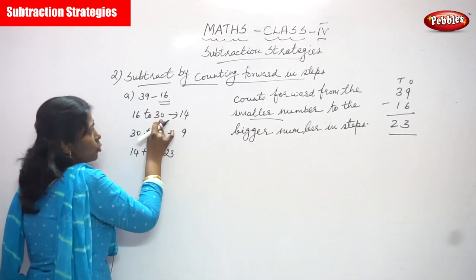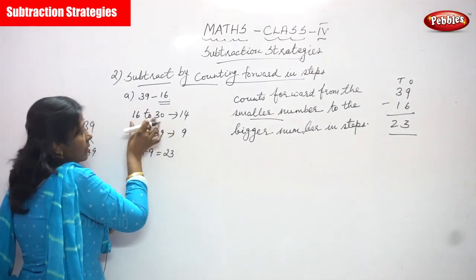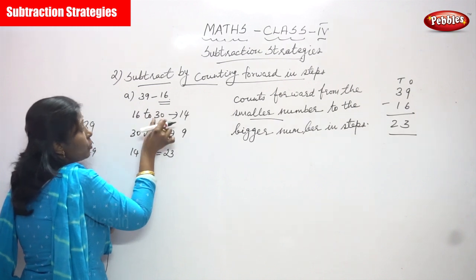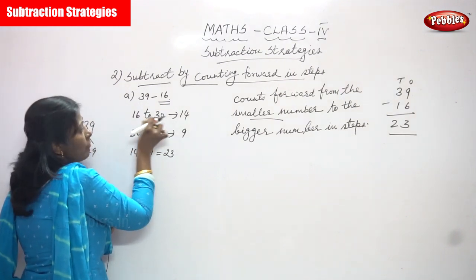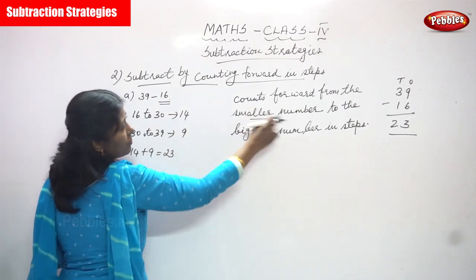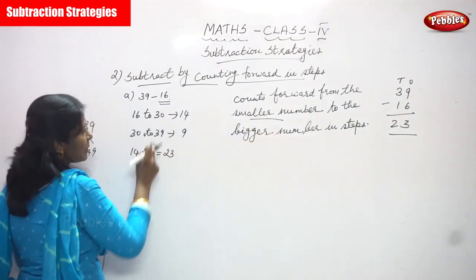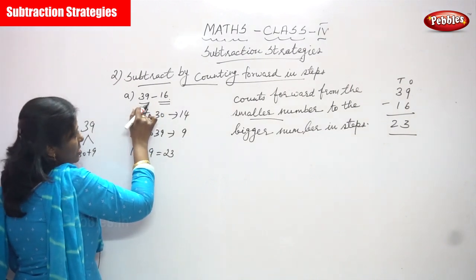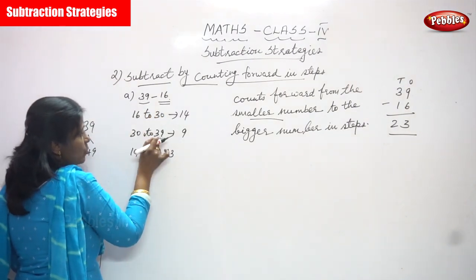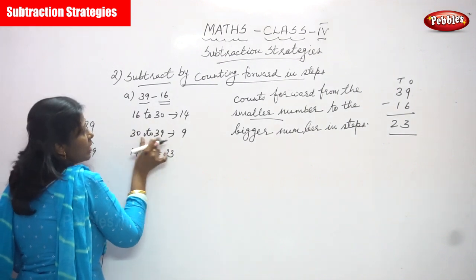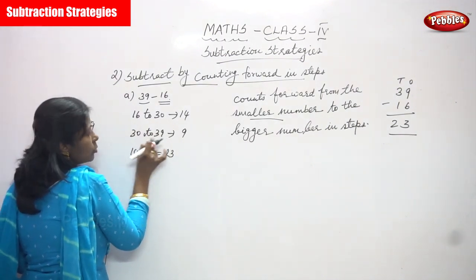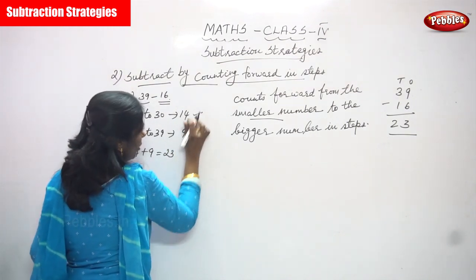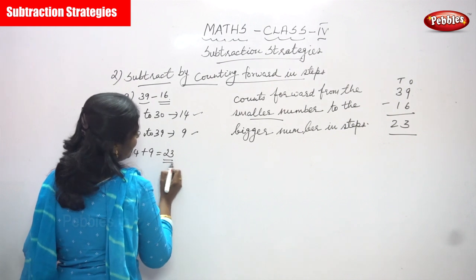First you have to write 16 to 30. Start with the smaller number and count up to 30. That is called count forward from the smaller number. Then, for the remaining number, you write 30 again, and it ends with 39, the first number in the question. 30 to 39, again you have to count. Then you get the counts. You have to add both counts, then you get the answer.